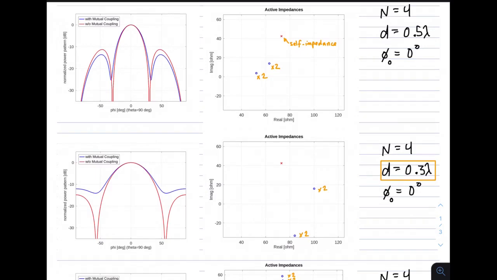Okay, first scenario. We have 4 half-wave dipoles in this array. They are spaced by half a wavelength, which is a pretty common choice. And the beam is pointing broadside.